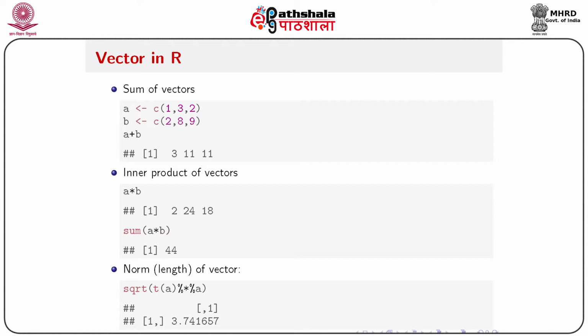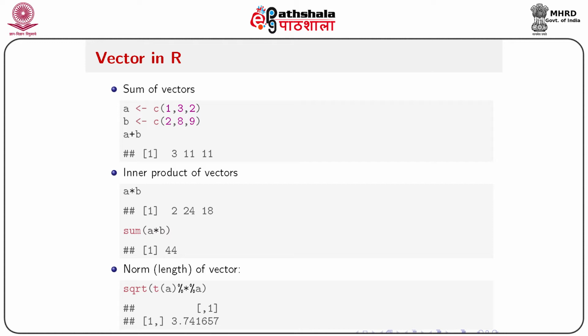And if you want the sum of the vector that is generated by the inner product, you can use sum of a asterisk b, that will give you the sum 2 plus 24 plus 18, that is 44.